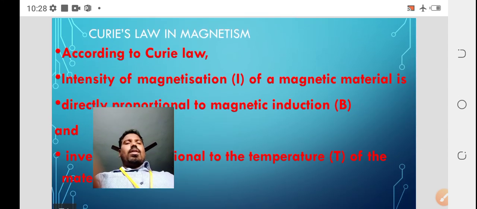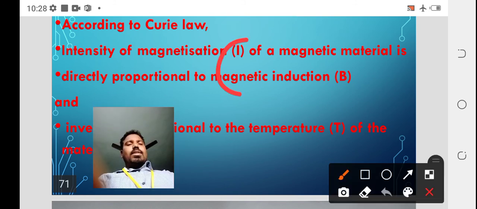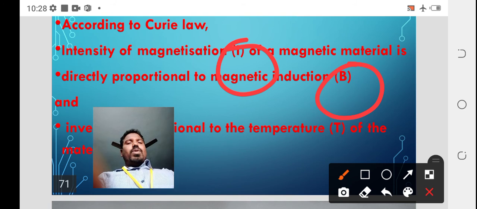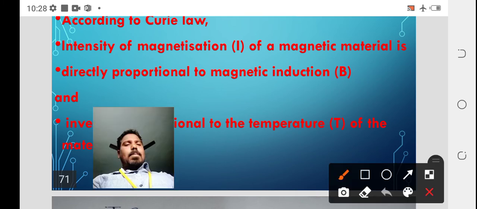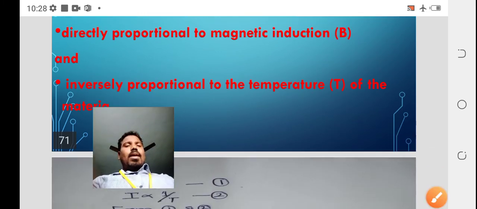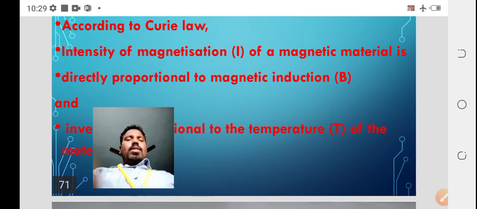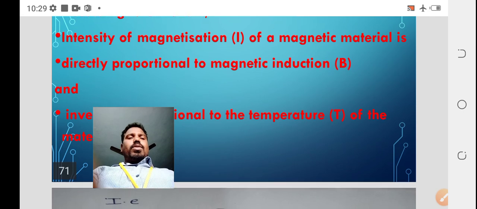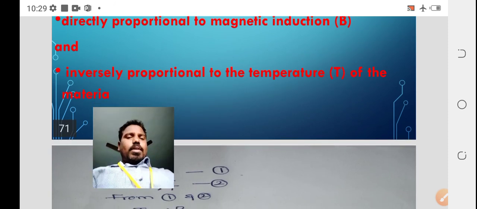And what is Curie law of magnetism? Final one. According to Curie law, the intensity of magnetization of a magnetic material is directly proportional to the magnetic induction B and inversely proportional to the applied temperature. The intensity of magnetization is directly proportional to magnetic induction and inversely proportional to the temperature.